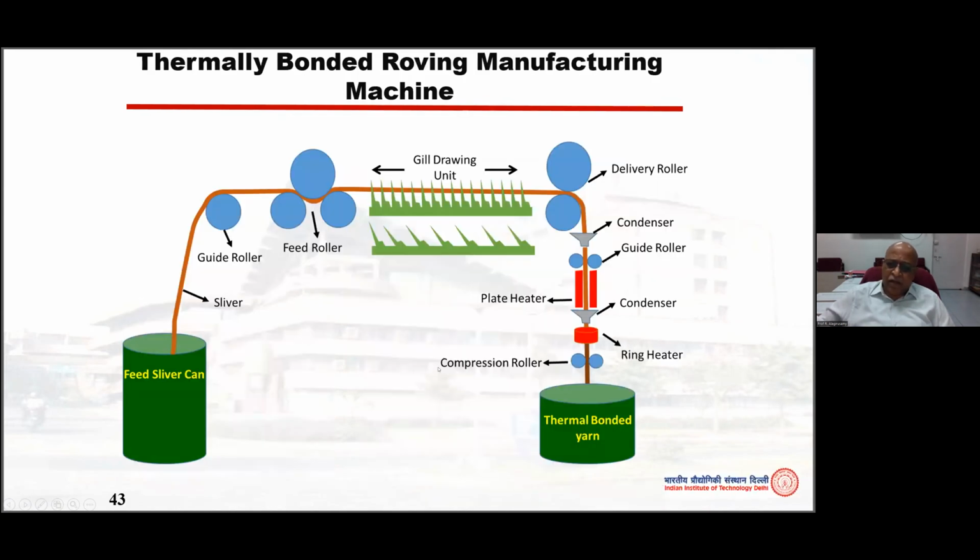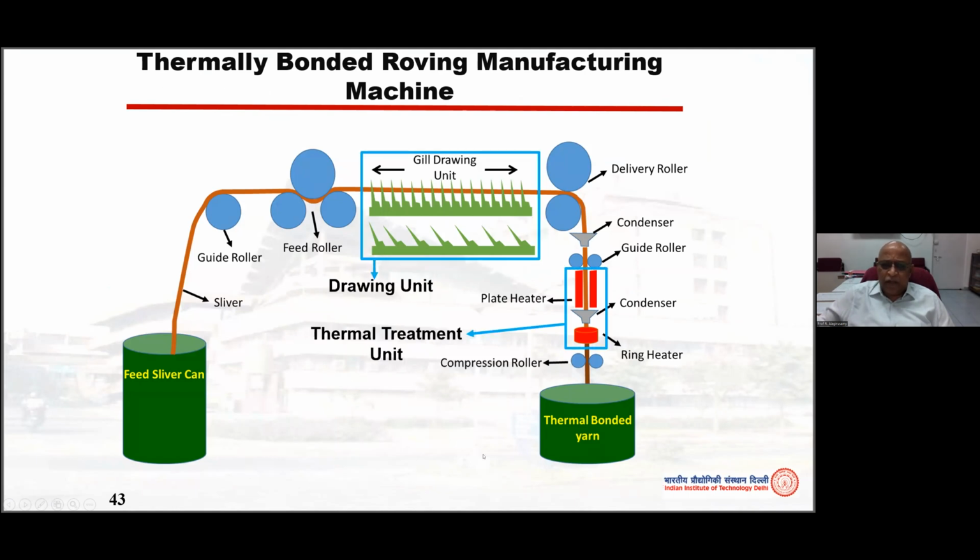Another method that was used for making zero twist hybrid yarn is to use the gill box drawing. So the material is drawn, right? The flax sliver is drawn using this, and then it is condensed. A light heater was introduced in the condenser, right? So that as the material is passing through, the matrix forming material polypropylene is partially fused. Okay, so that is a heat treatment, a thermal treatment unit.